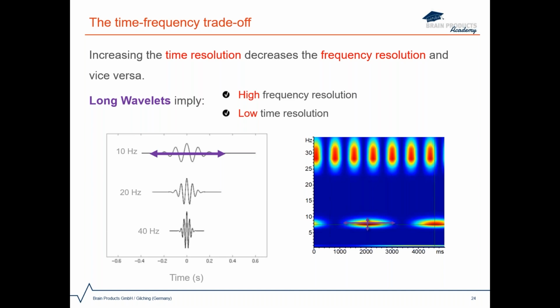In contrast, if we instead use a shorter 40 Hz wavelet, a broader range of frequencies will contribute to the resulting wavelet coefficients. This means the shorter 40 Hz wavelet would provide higher temporal but lower frequency resolution.